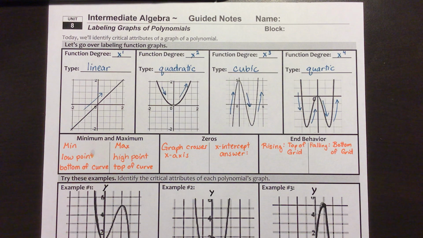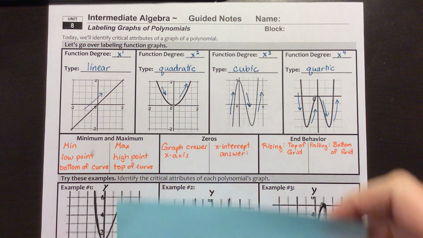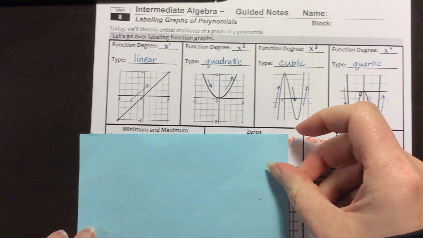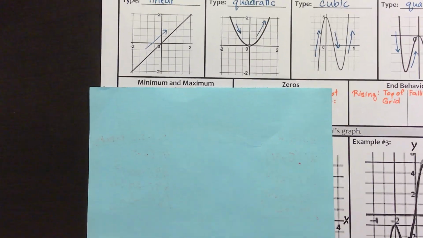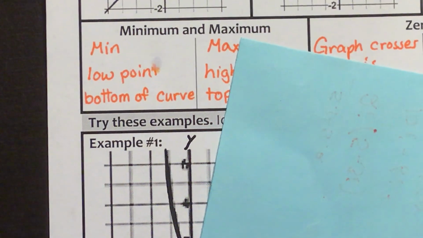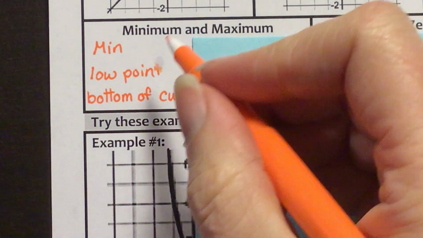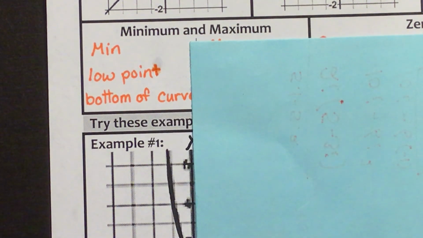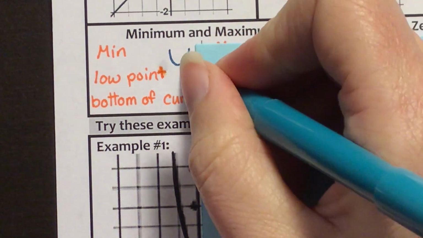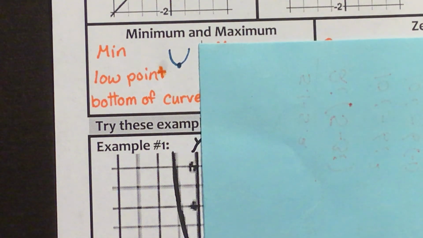Okay, let's move on down to the next set of information. I'm going to cover stuff up just so I can talk about it at the right time, even though you may have already filled it out. I'm not worried. All right, minimum and maximum. Minimum means the lowest point in that area, the low point or the bottom of a curve. In a picture, what that would look like is this. This guy right here would be a minimum.